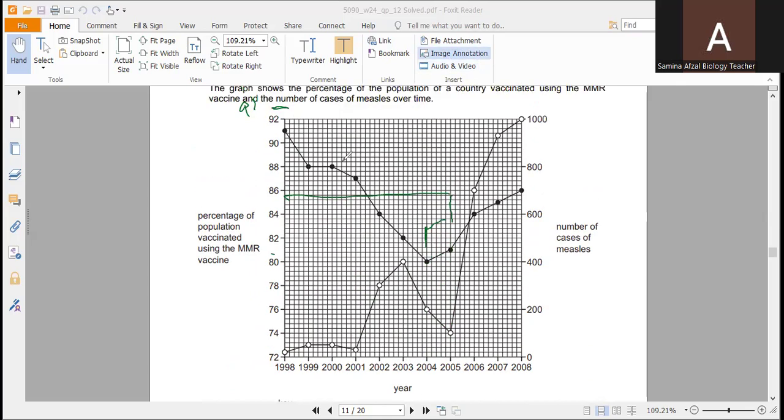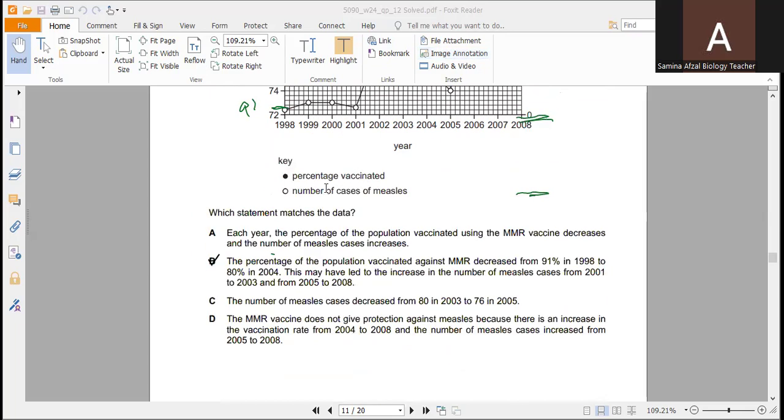And you can see the cases are increased in those persons who are not taking the vaccination. Whereas the people who are vaccinated, in comparison to these cases, are lesser in number. So according to this, again, this statement is not correct. Only the B statement is correct because it matches with the given data. So this is the correct statement B.